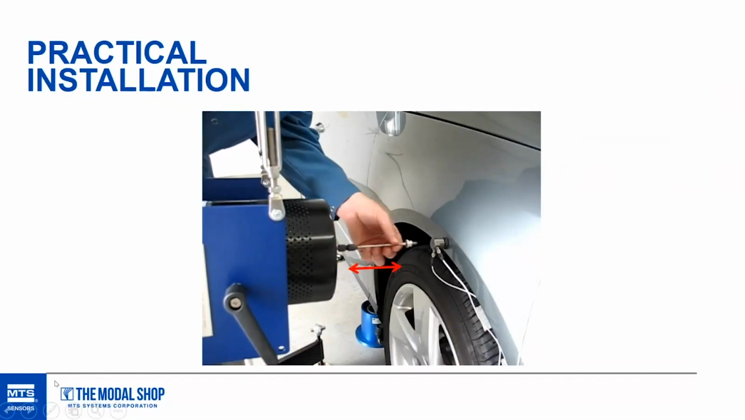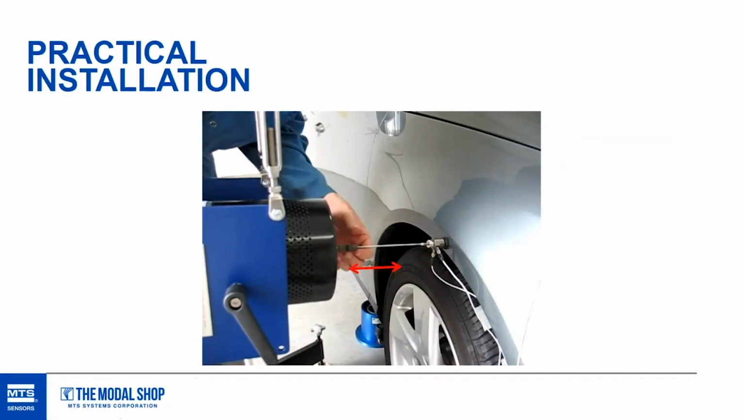So again, the shaker has a through-hole armature, and you're first connecting the stinger to the sensor that's on the structure. Then you lock it up in place, and then you lock the chuck on the shaker end, and now you're good to go. So that shows you how quick and easy the installation of the shaker was.